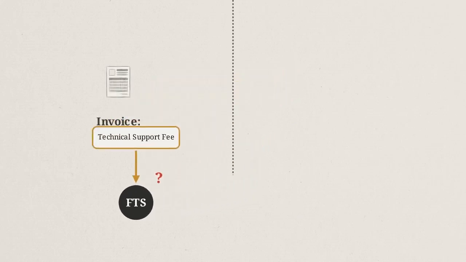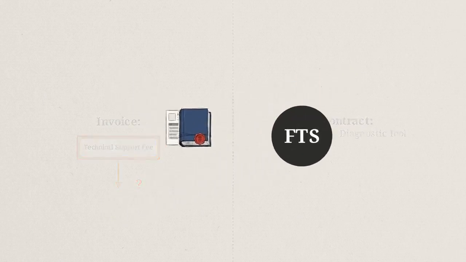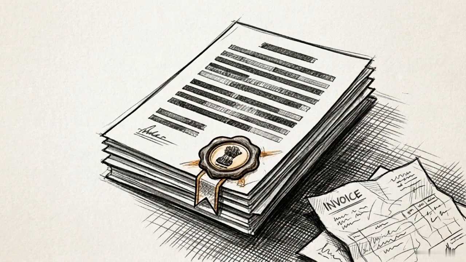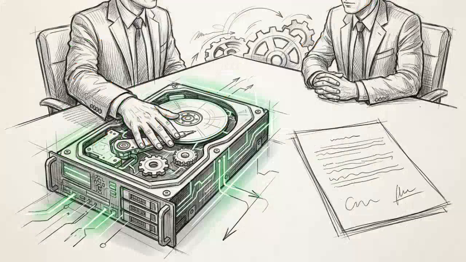Here is the conflict. On the left, the administrative invoice states technical support fee. On the right, the underlying legal contract shows the fee is for a license for a diagnostic tool. The invoice claims a service, but the contract confirms a royalty. In Indian cross-border tax, when the invoice and the contract disagree, the contract always wins. Administrative labels are legally irrelevant if they contradict the substantive rights granted in the actual agreement. The transfer of rights defines the legal nature of a transaction, not the piece of paper asking for money.